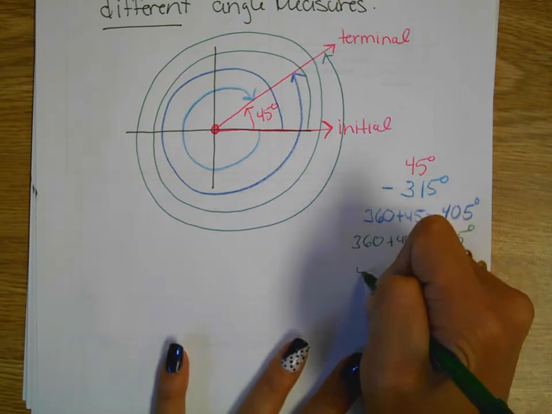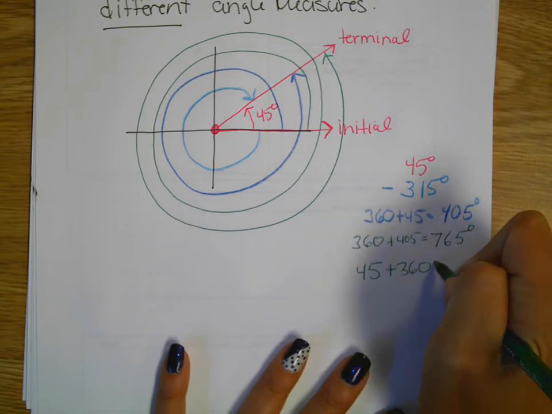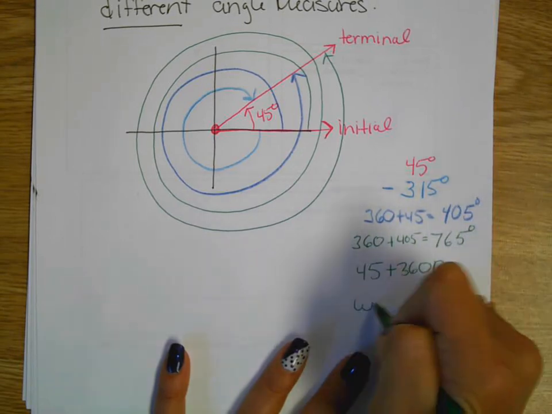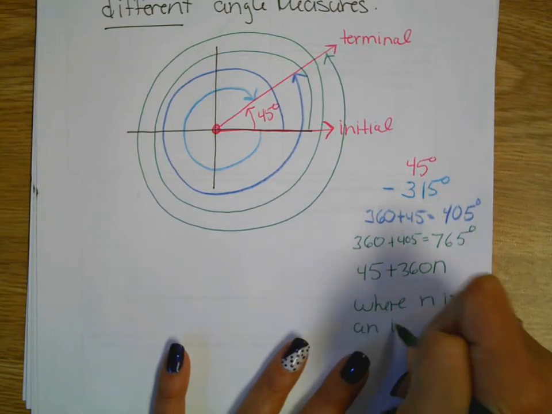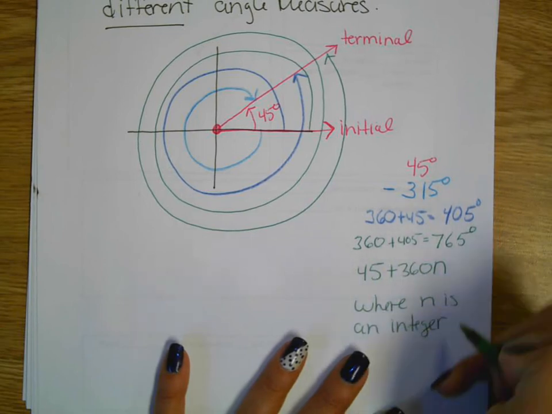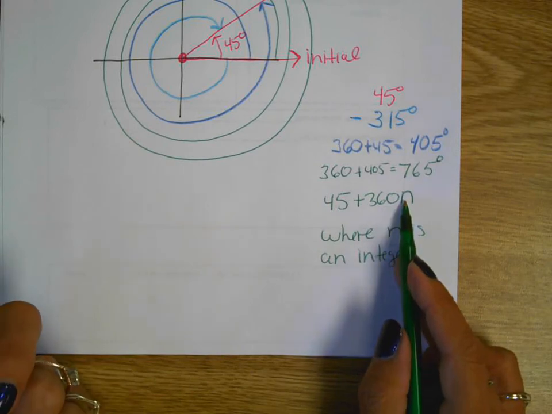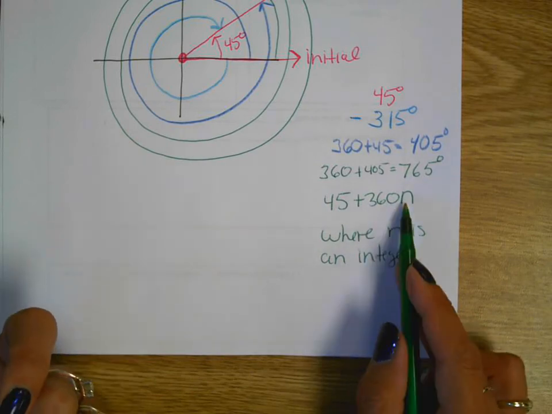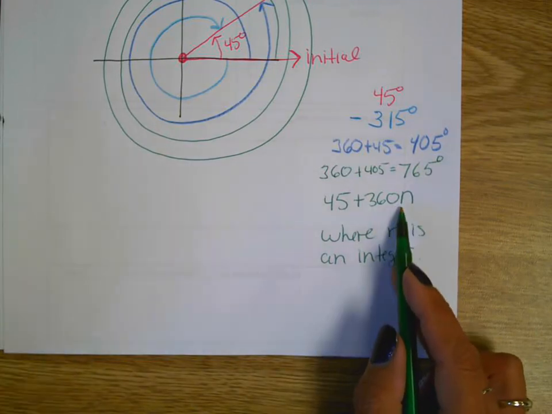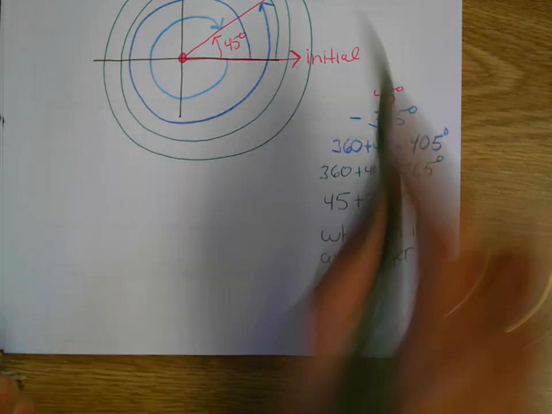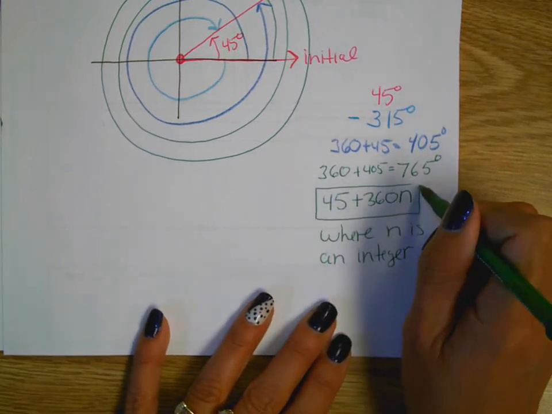Well, actually, write the equation. 45 plus 360n, where n is an integer, will generate all of them. Because if we put a 2 in there, that's saying add 360 2 times. If I put a 3 in there, that's saying add 360 3 times. Or a 4. Or a negative 1 would be subtracting 360 once from it. Negative 2 would be going backwards twice. So there's an expression that will give you all of those.